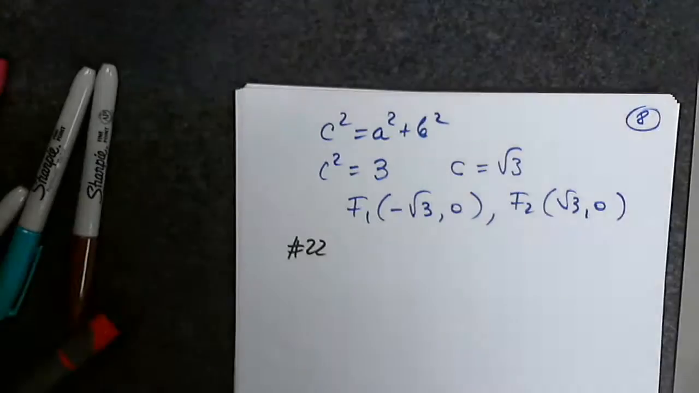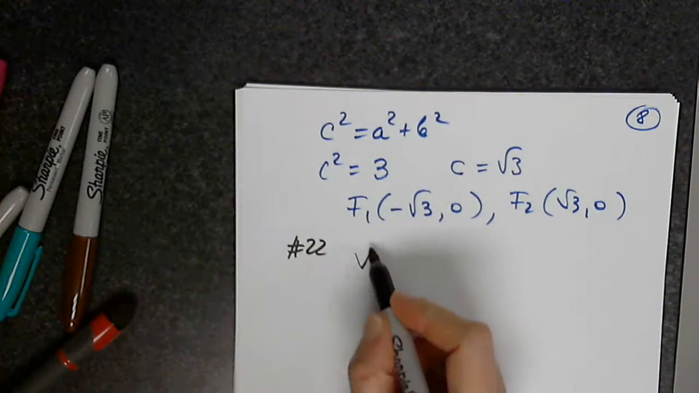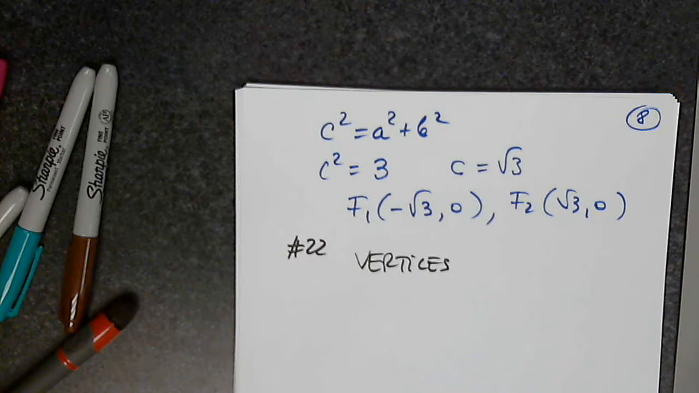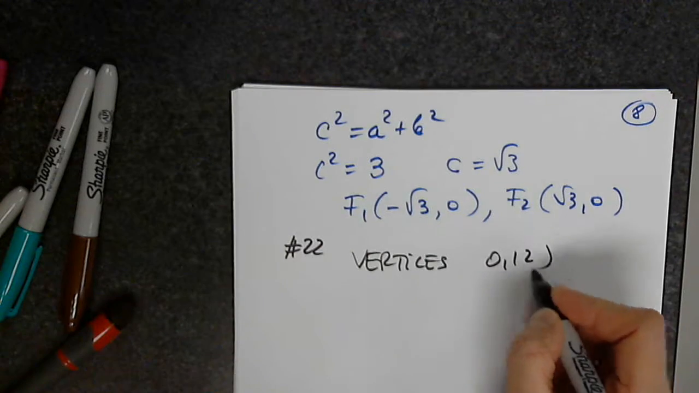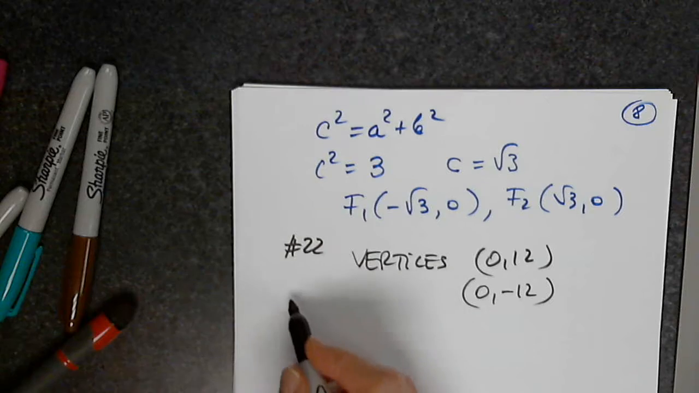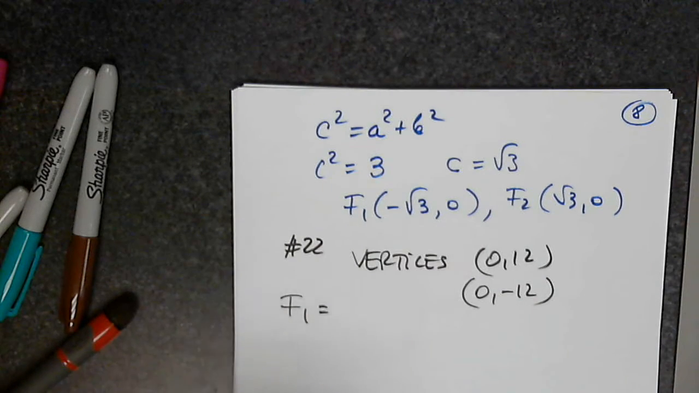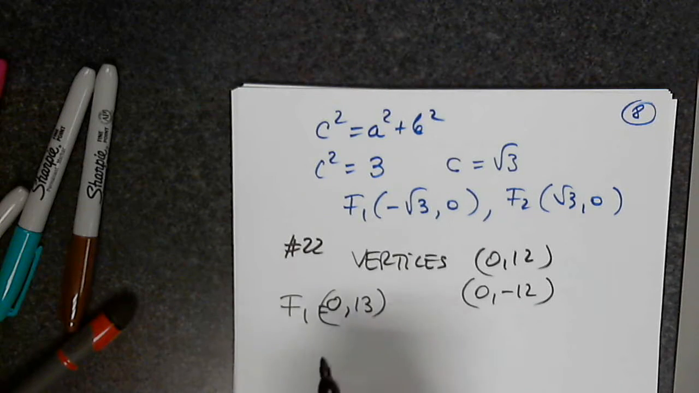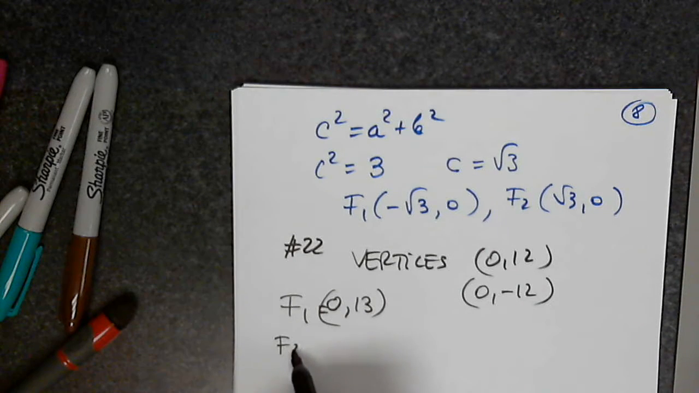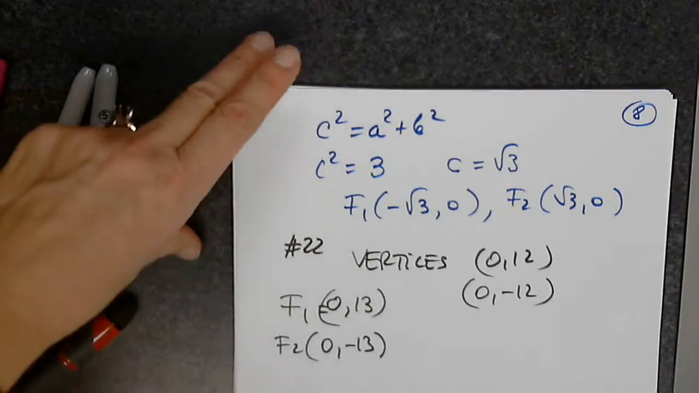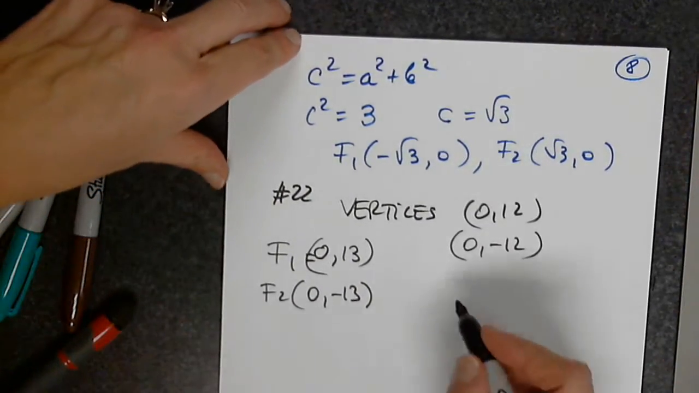Can anyone give us the vertices? It's 0, 12 because it's on the y-axis. Yes, 0, 12 and 0, negative 12. These are the vertices. Can anyone give us F1? The coordinates are 0, comma 13, and F2, 0, comma negative 13. We know that the hyperbola has to look like this.